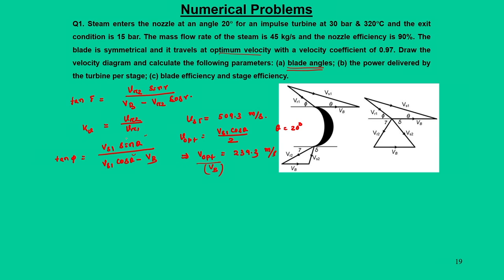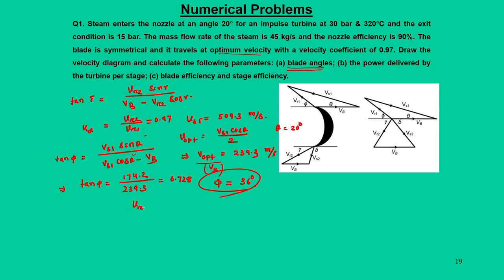So, we know theta, we know V s. So, this will give you tan phi as 174.2 divided by 239.3, this number is 0.728. So, this will give you phi as 36 degree. So, we know K v as 0.97. So, from this we can find out V r 2 by V r 1, or you have to find out V r 1.